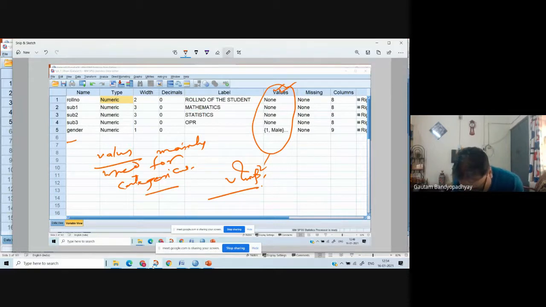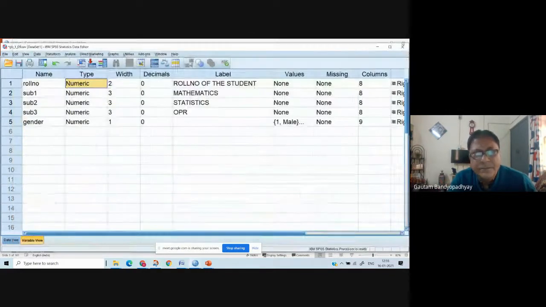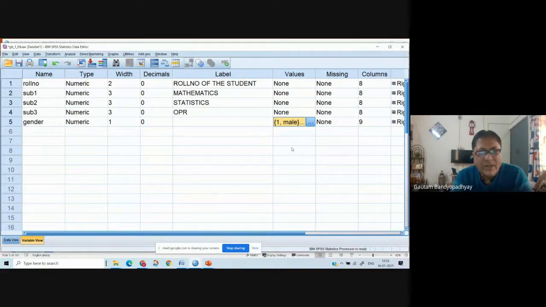So now I'm coming to this part. The question is how we write the gender. So this is gender, male, female. We go to values. One menu will come, with value and label. First of all, for your understanding, I will remove this, then you can easily understand. I write value equal to 1, we can put male, you can put female also, no problem. Male, and value equal to 2, we can put female, add, and click OK. So now 1 means male, 2 means female.